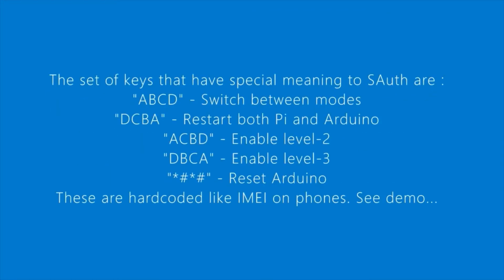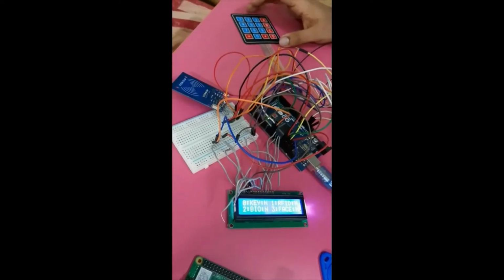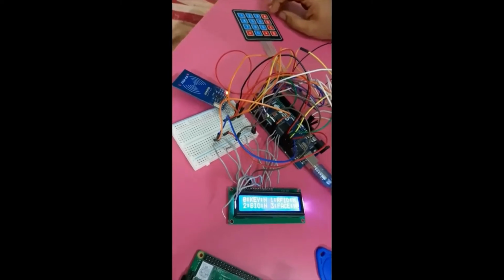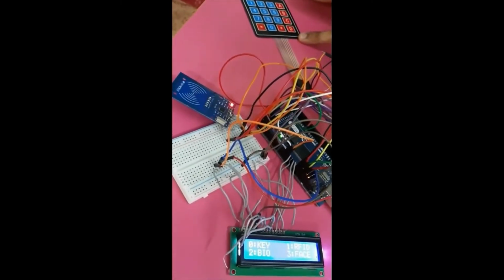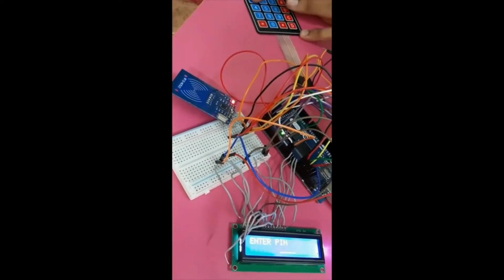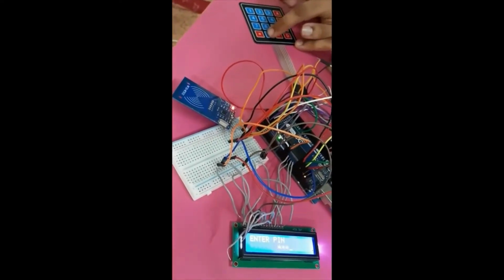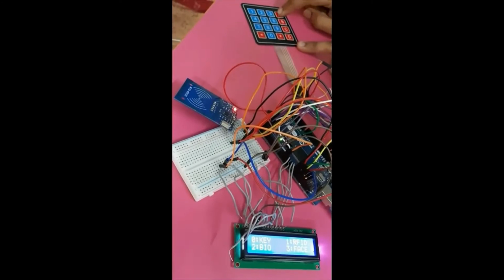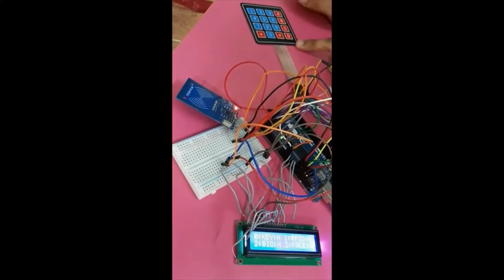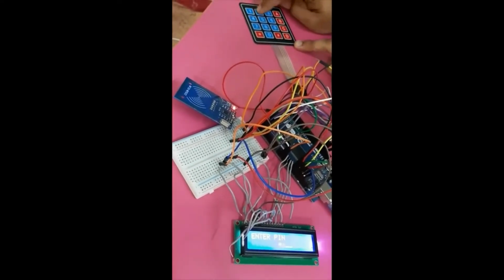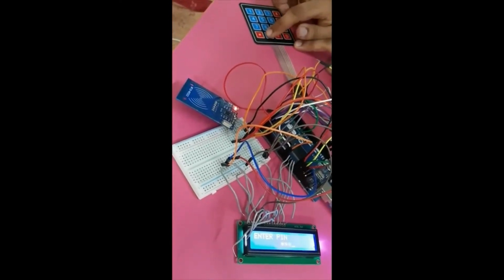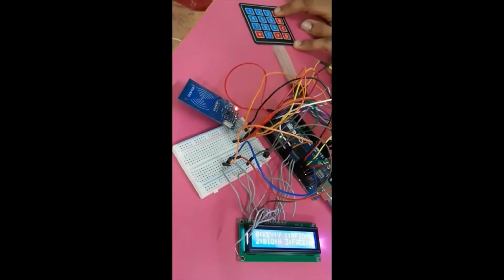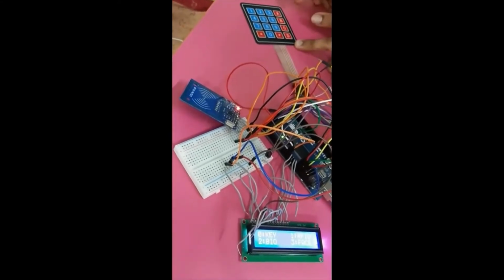The set of keys that have special meaning to the authentication system are ABCD for switching between modes, DCBA for restarting both Pi and Arduino, ACBD for enabling level 2 and DBCA for enabling level 3. Also, *# can be used to reset just Arduino. These codes are hard-coded and therefore need to be kept secure.